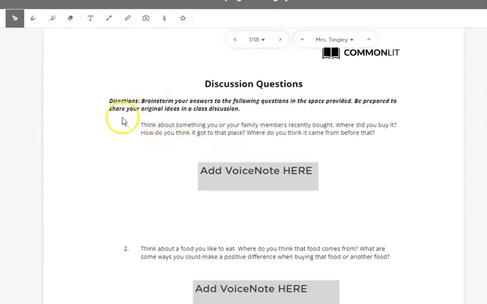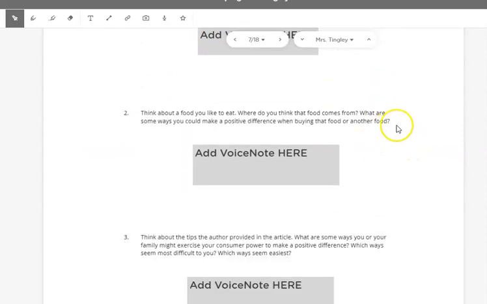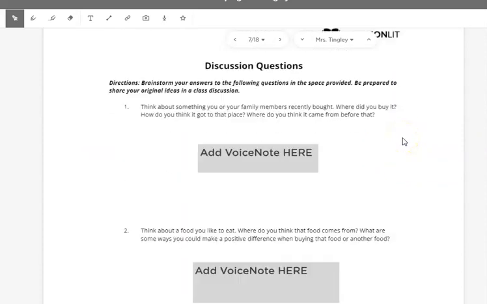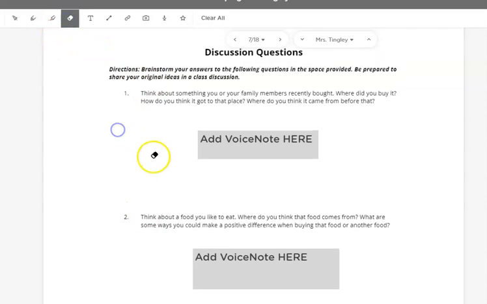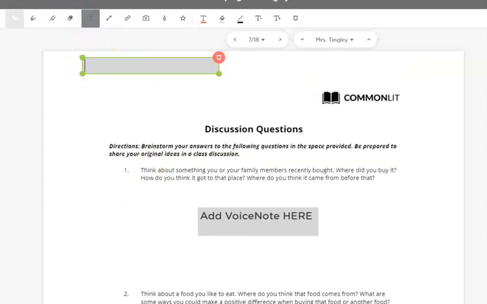Now for our discussion section for today, you may choose 2 to answer. Whichever 2 you want. Whichever ones you choose, make sure that you circle it and add your voice note. We'll go through all 3, but you are only going to choose 2 discussion questions.